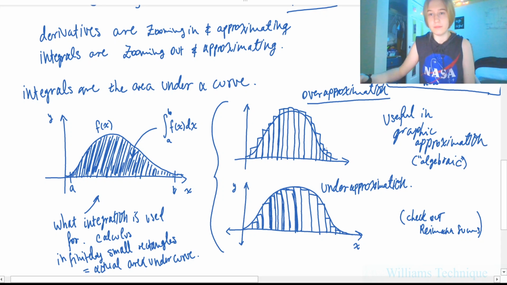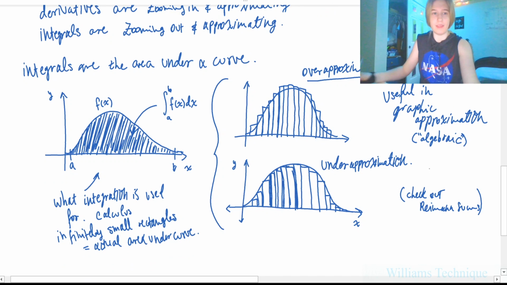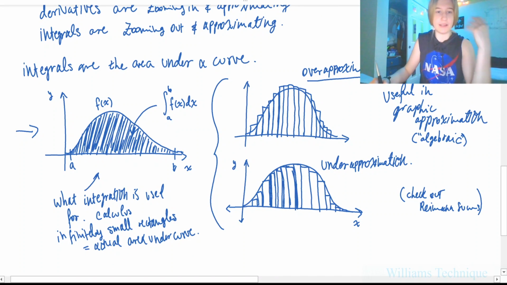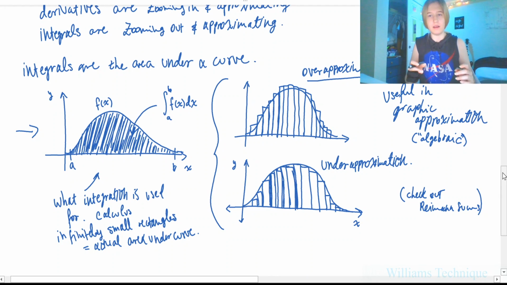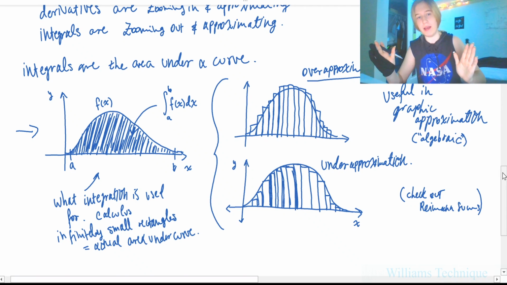So this is sort of what a Riemann sum is, but if we take the limit as n goes to infinity of a Riemann sum, then this over here is what we get, the actual area under a curve with infinitely small rectangles. It's sort of the same concept as zooming in infinitesimally, as you do in calculus, but instead you're adding infinite amounts of very tiny rectangles.